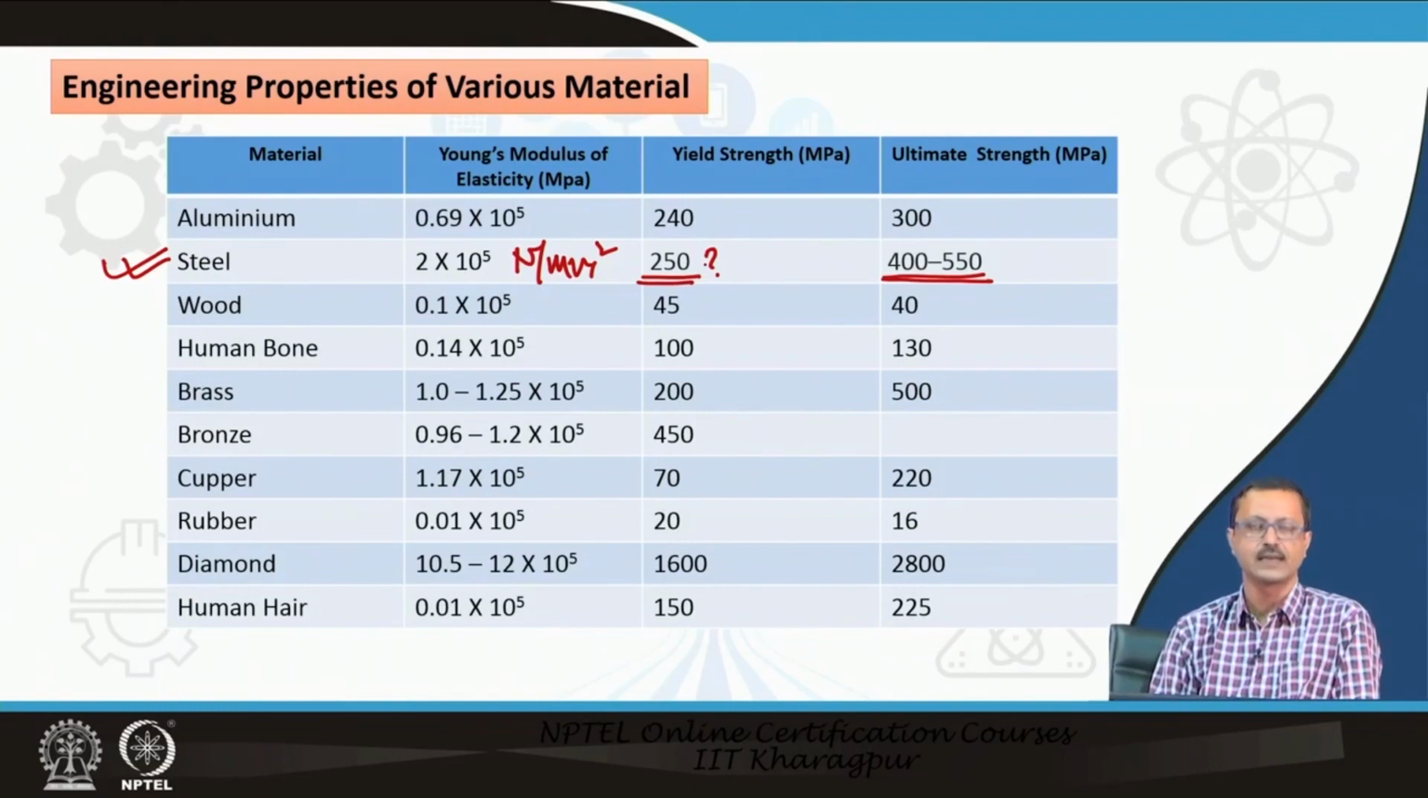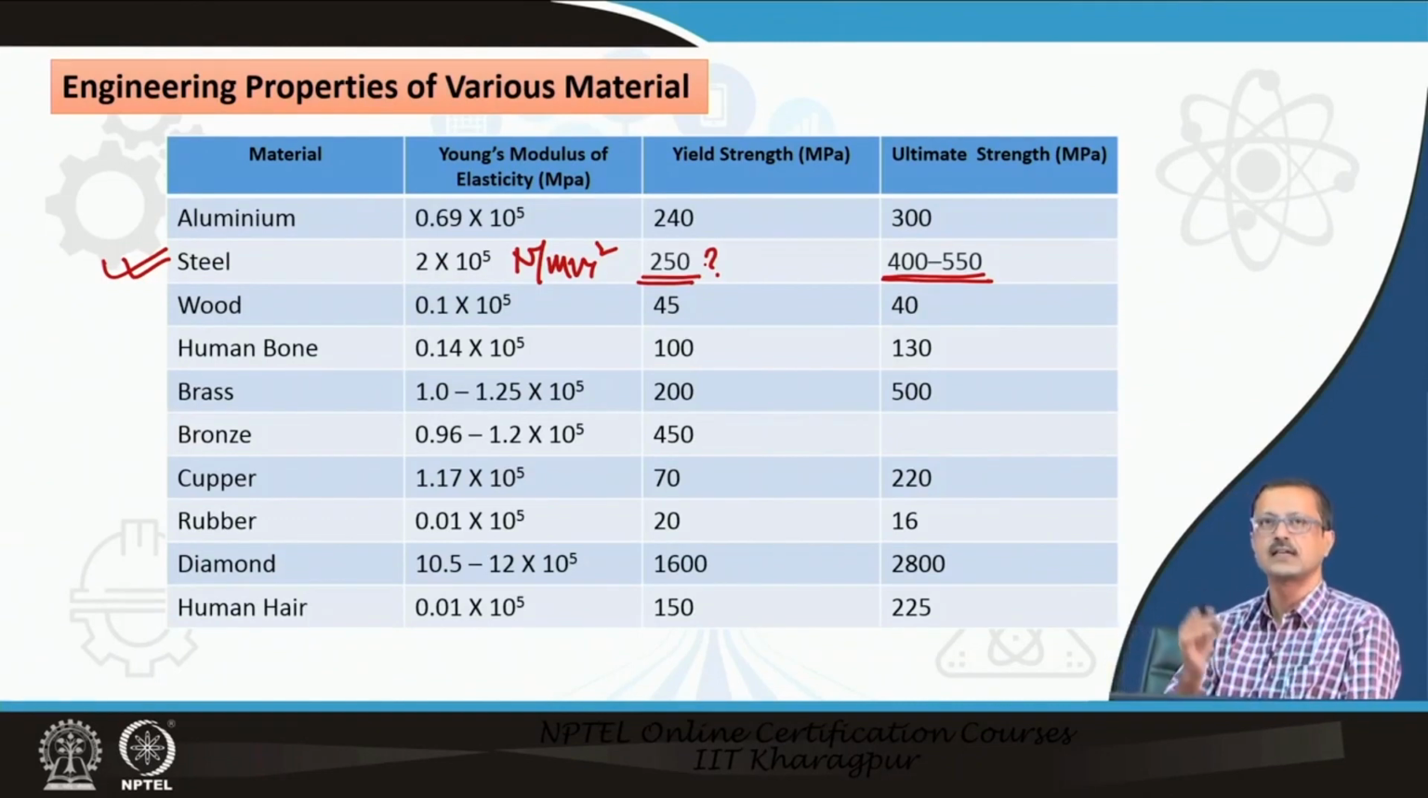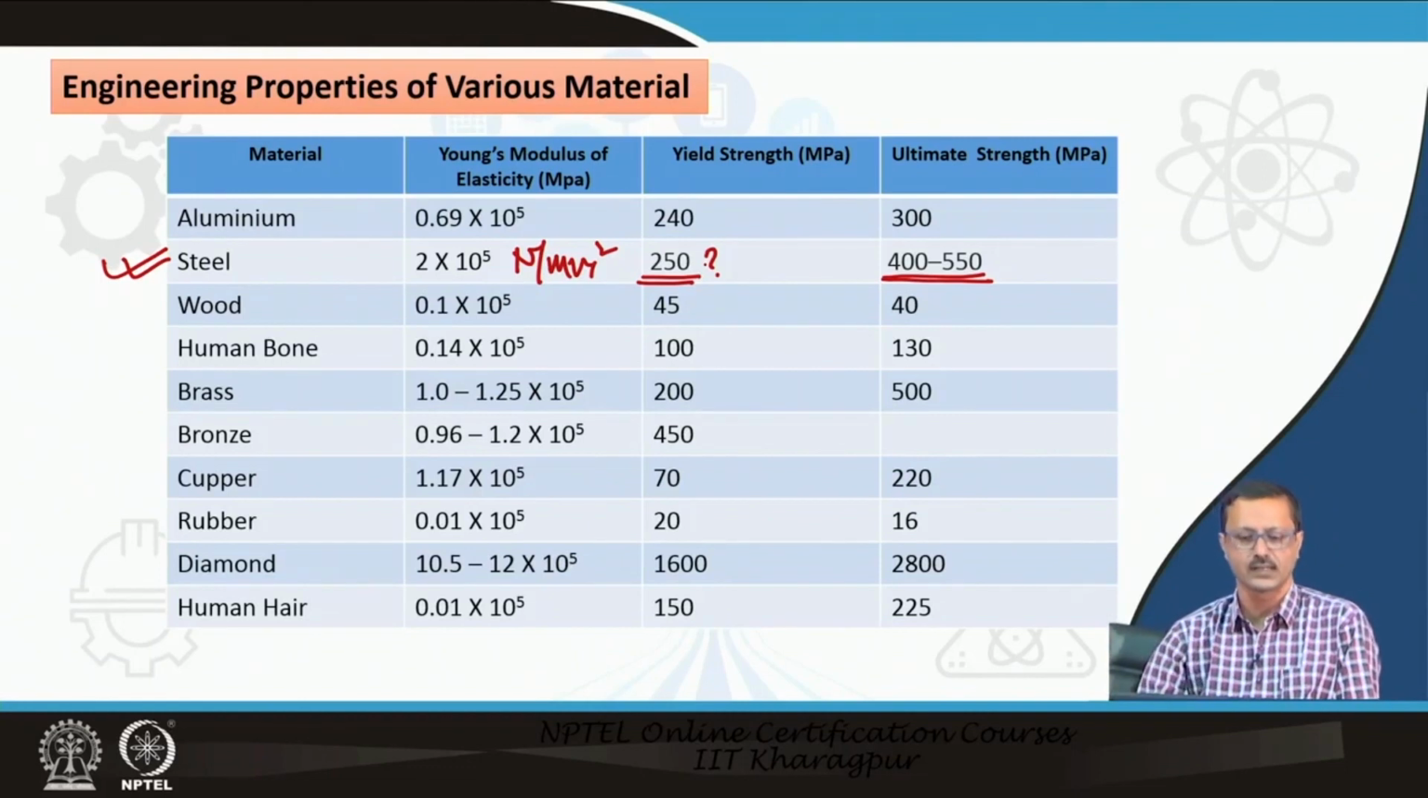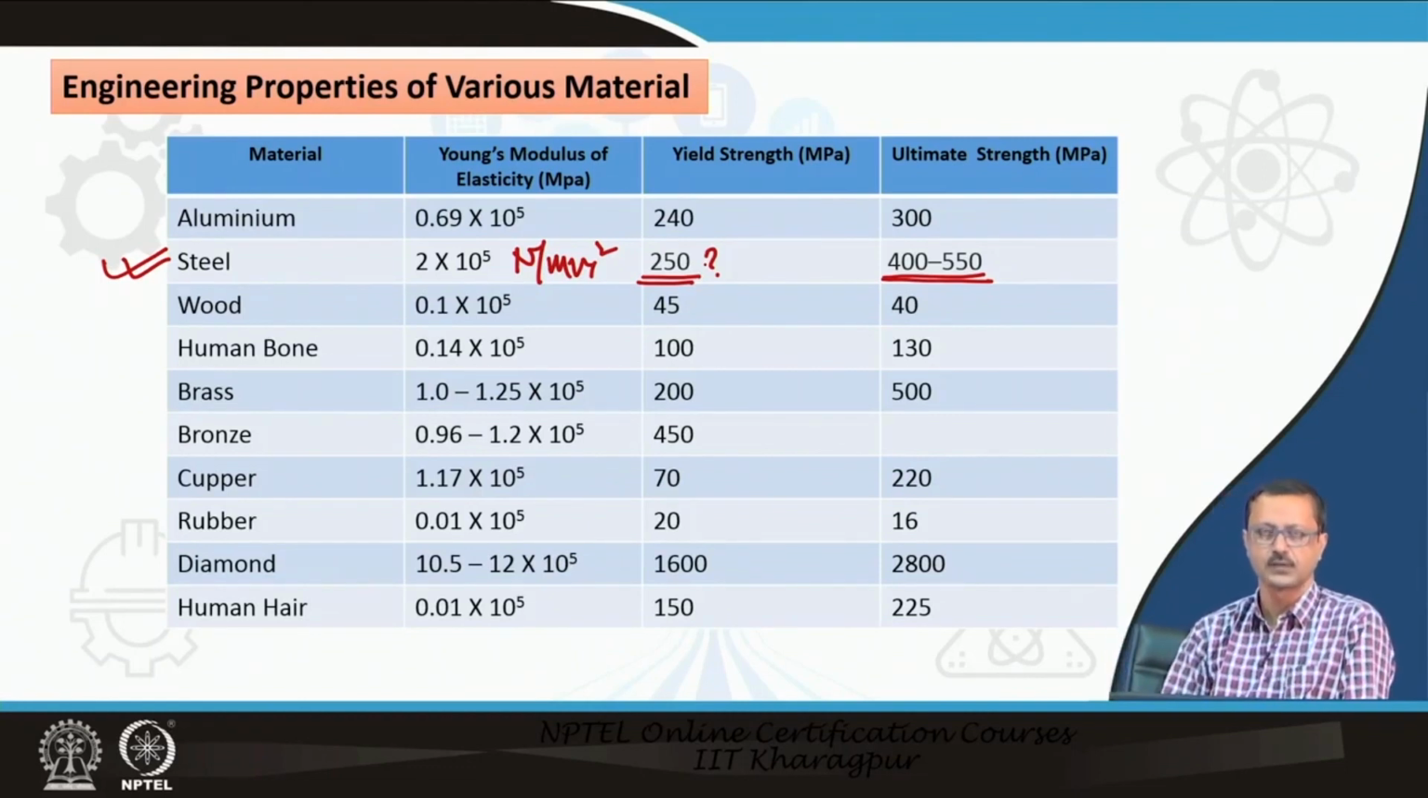There are some high tensile steels also available, which are more than 400, more than 500 also sometimes. So, depending upon the percentage of the carbon and how it is processed, steel has various categories and various types exhibit various properties.